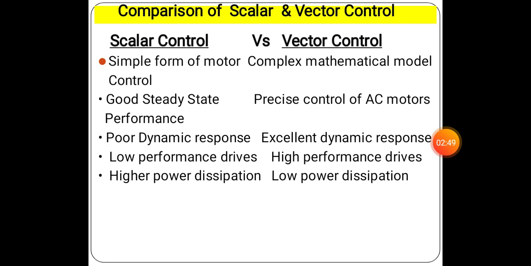Firstly, scalar control is a simple form of motor control, whereas vector control has a complex mathematical model. Scalar control has good steady state performance, but vector control has precise control of AC motors. Scalar control has poor dynamic response, but vector control has excellent dynamic response. Scalar control gives low performance drives, whereas vector control gives high performance drives. In scalar control there is high power dissipation, but in vector control there is low power dissipation. So according to these parameters, we can say that vector control is widely used for the precise control of induction motors.